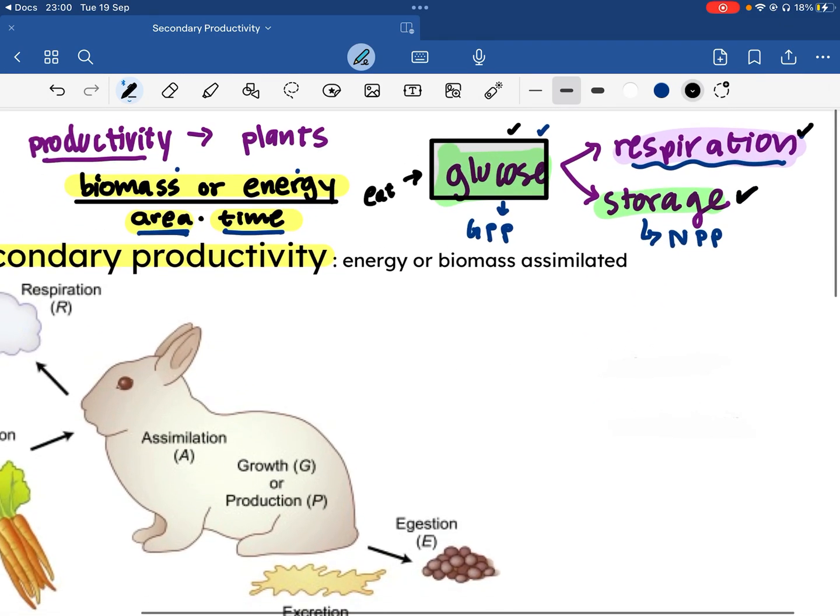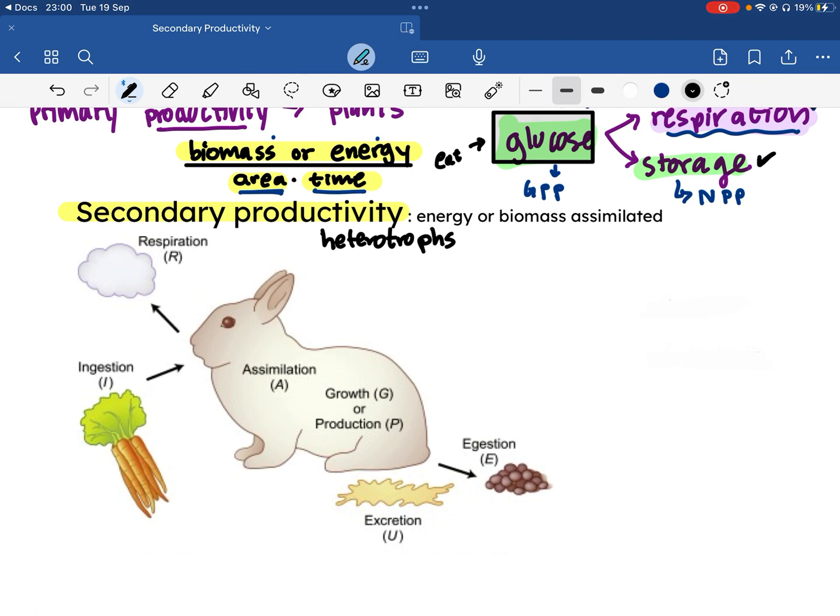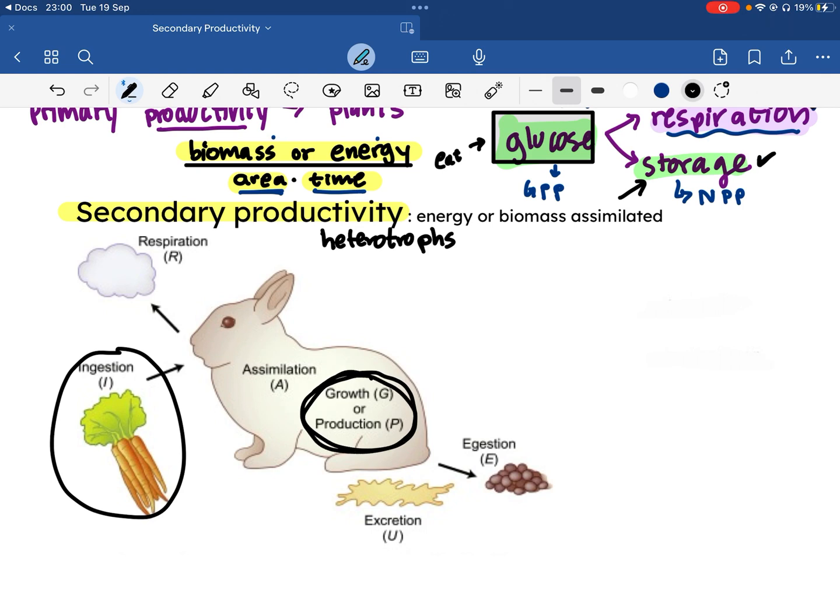So when we look at secondary productivity, this is for heterotrophs, anyone who can't make their own glucose. And of course, we need to ingest food because we can't make our own glucose, we can't do photosynthesis. And just like before, some of that energy or mass gets stored. The only difference with consumers is some of the mass also gets lost to excretion, to waste. Plants don't have feces or urine in the same way that consumers do. And so that's the extra piece that we have to account for with secondary productivity.